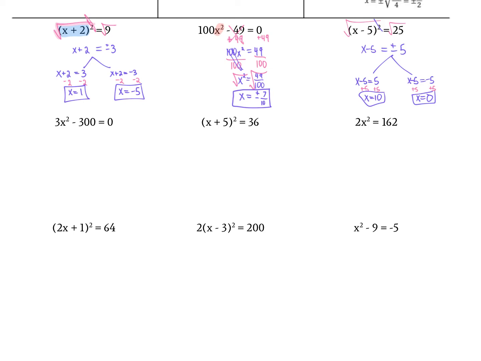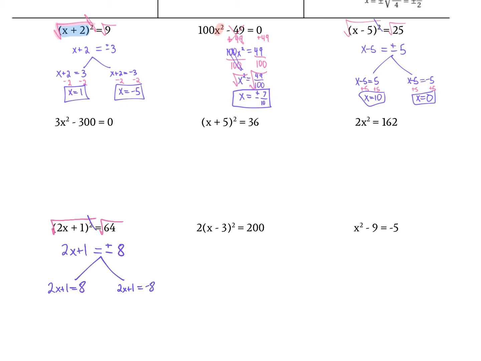So bottom left. 2x plus 1 all squared equals 64. Everything is being squared on the left side, so I can go ahead and take the square root. Square root cancels the square, and I get 2x plus 1 equals, since I put the square root symbol in, positive or negative 8. So I could have 2x plus 1 equals 8, or 2x plus 1 equals negative 8.